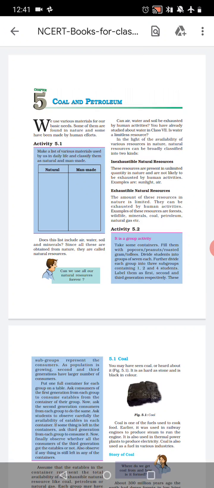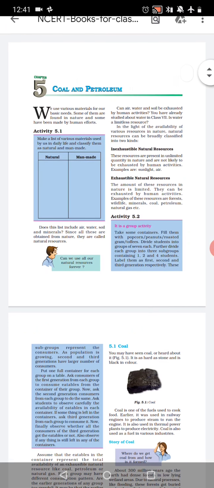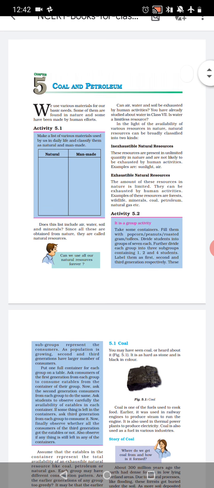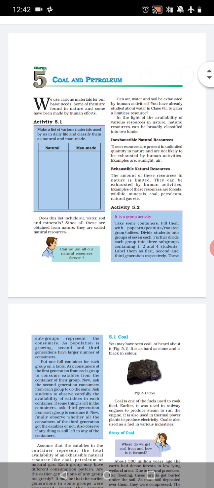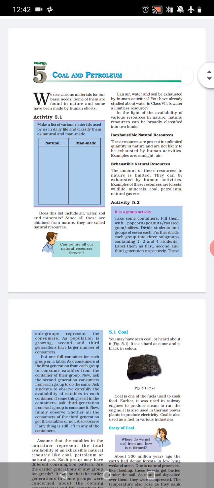Today, we are dealing with the topic, chapter number 5, that is coal and petroleum. We use various materials for our basic needs. Some of them are found in nature and some have been made by human efforts. Air, water, soil, and minerals are obtained from nature. They are called natural resources.